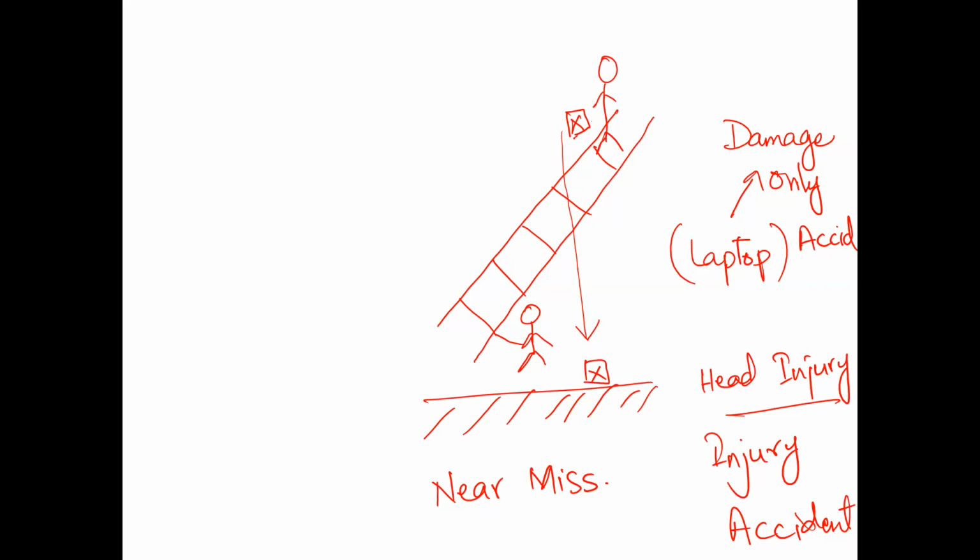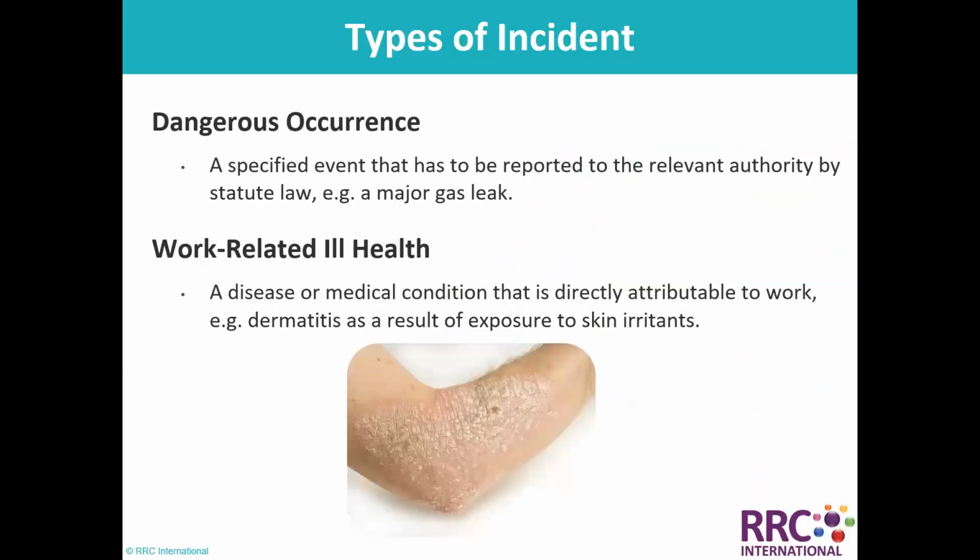Okay, moving further, there is something which we call dangerous occurrence. Dangerous occurrence is basically a specified event that has to be reported to the relevant authority by state law. It is the requirement of the law that you have to report that event to the relevant authority, whoever the authority is. For example, a gas leakage. What does that mean?